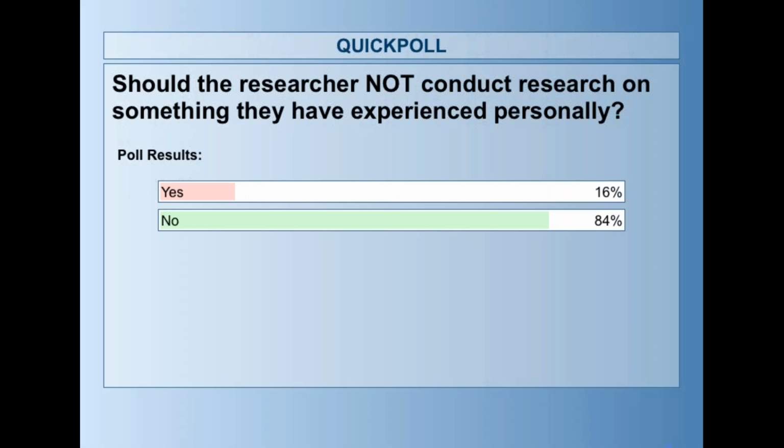All right. So 84% of you said no and 16% said yes. And for the most part, I would say no, that you can research something that you have experienced personally. Actually, that's where most of us find that passion because it has impacted us in some way. It may not be the direct experience, but it could.